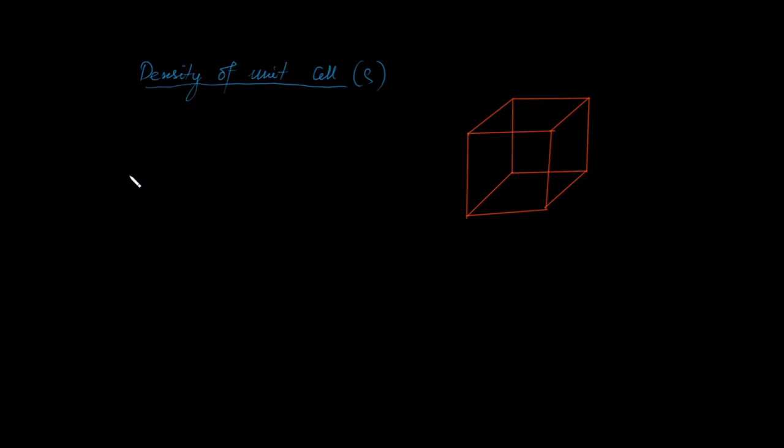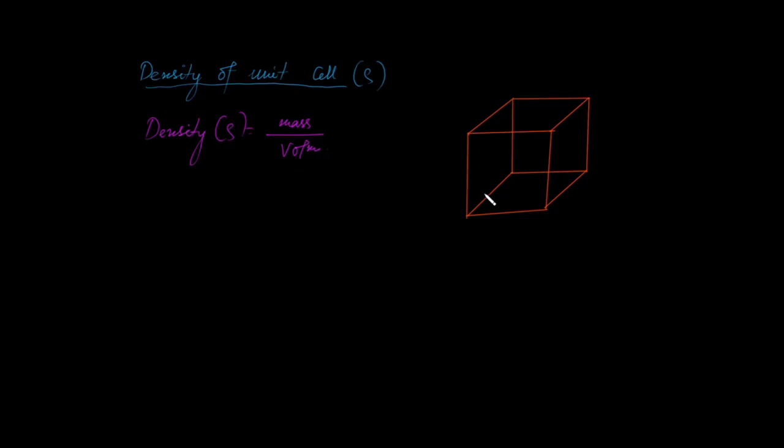Solid state part 10: the density of a unit cell. The density of a unit cell is denoted by the symbol rho. First, density is defined as mass per unit volume.